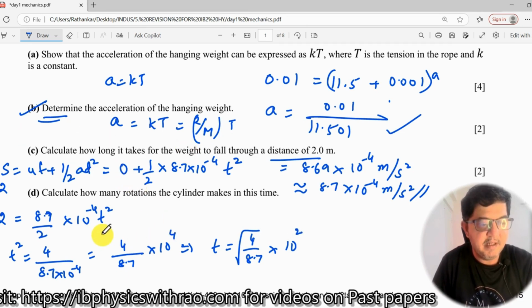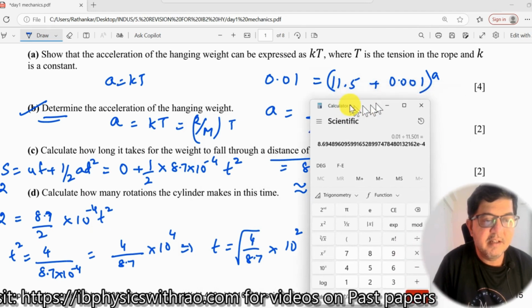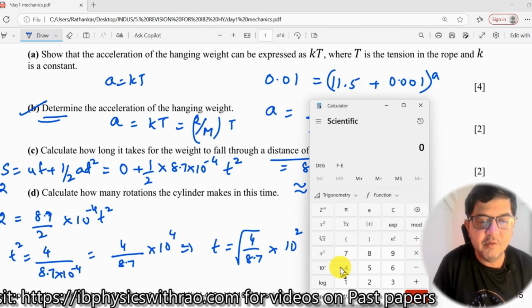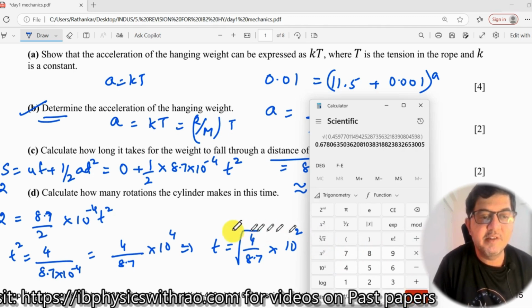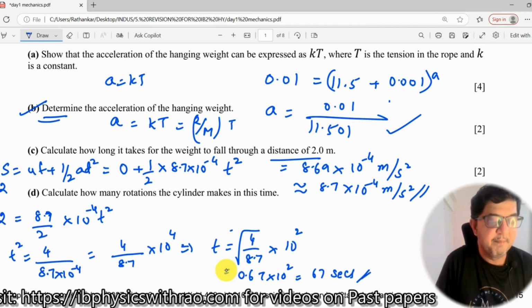Okay, now let me calculate this value. What do I get here? I get this as 4 divided by 8.7. Let us do that. 4 divided by 8.7 will give me this value, and if I take the square root of this, I get 0.67. Okay, so I get 0.67 into 10 square, which is around 67 seconds, more than a minute, right? This is what we get.